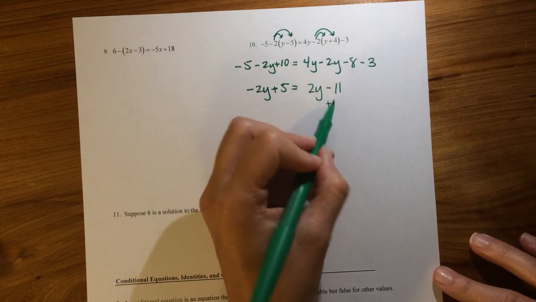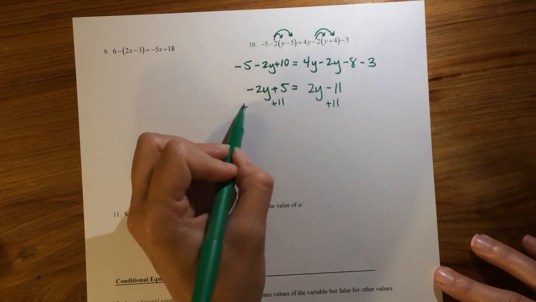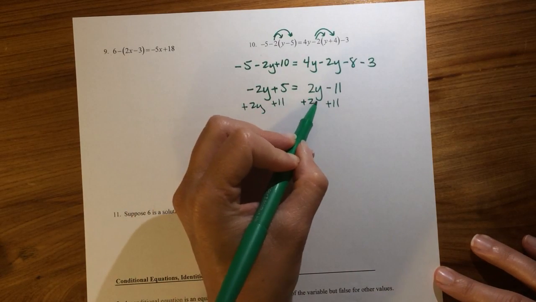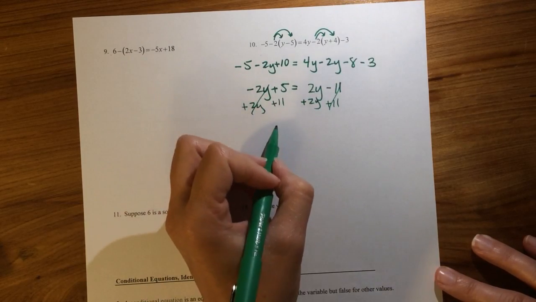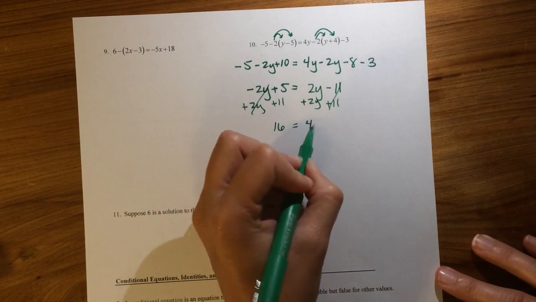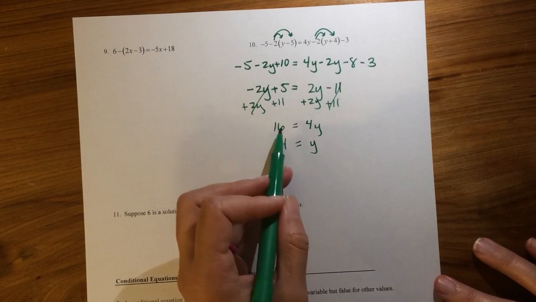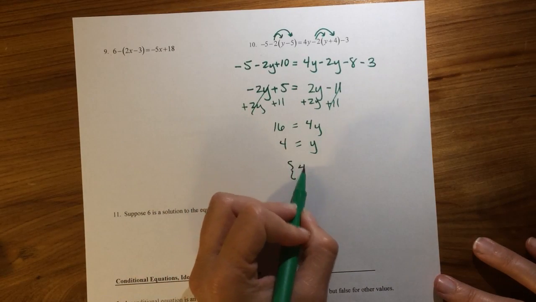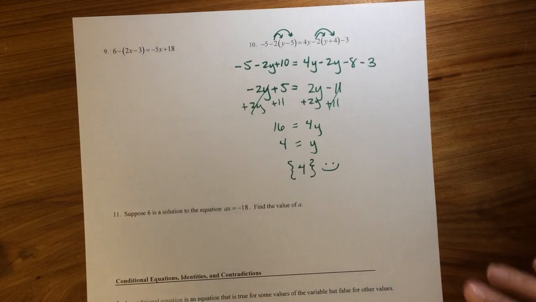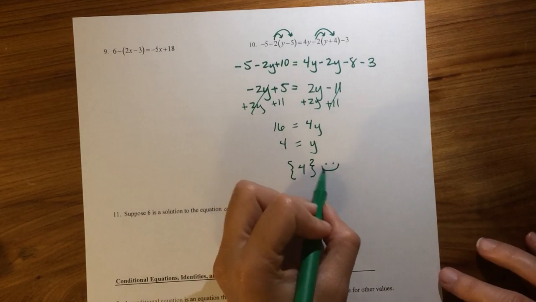Now I'm going to add the 11 to the left, add the 2y to the right, and we get 16 equals 4y. So what does y equal? 4, because 16 divided by 4 is 4. Ta-da!